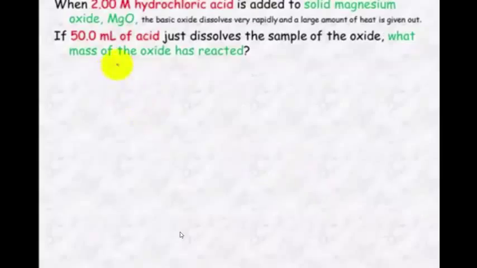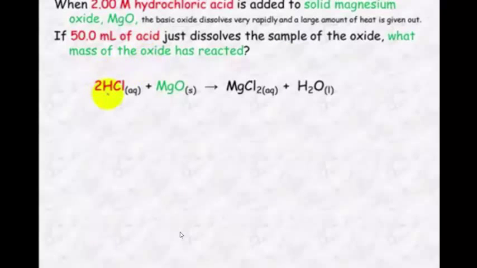So what I've done here is I've just rewritten the important parts of the question. When 2.0 molar hydrochloric acid is added to solid magnesium oxide, the basic oxide dissolves very rapidly and a large amount of heat is given out. If 50 ml of acid just dissolves a sample of oxide, what mass of oxide has reacted? So let's look at what we know. Here's our chemical reaction. Let's start off by putting in our mole ratios up the top. I like to do that because it makes it nice and clear. So I've got a 2 to 1 to 1 to 1 ratio. Excellent.